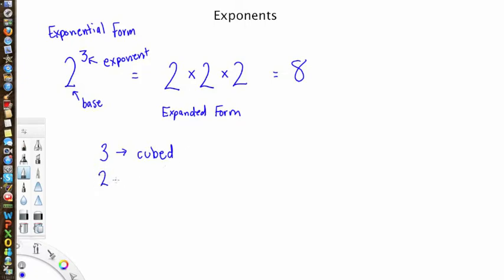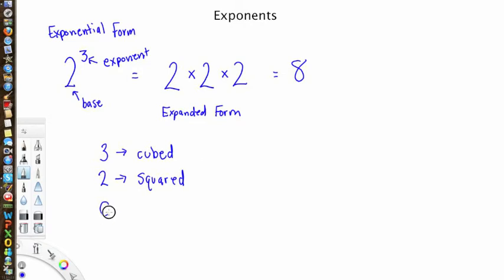Another special exponent would be 2. And we would call that, you guessed it, squared. If this was 2 to the second power, or 2 squared, it would just be 2 times 2. You'd use 2 as a factor twice. And we're going to find square roots in higher level mathematics as well.